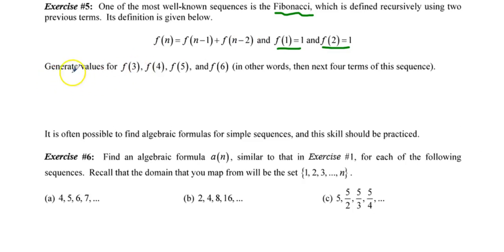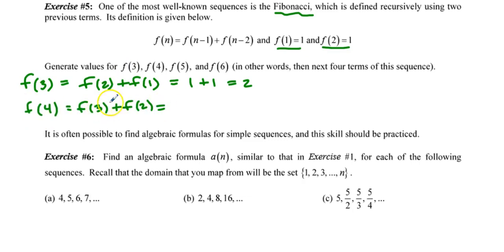Okay, so if I'm interested in F sub 3, it's going to be F sub 2 plus F sub 1. And of course that's just 1 plus 1, so that's 2. Why don't you see if you can work out F sub 4, 5, and 6. I hope you took time to do that.